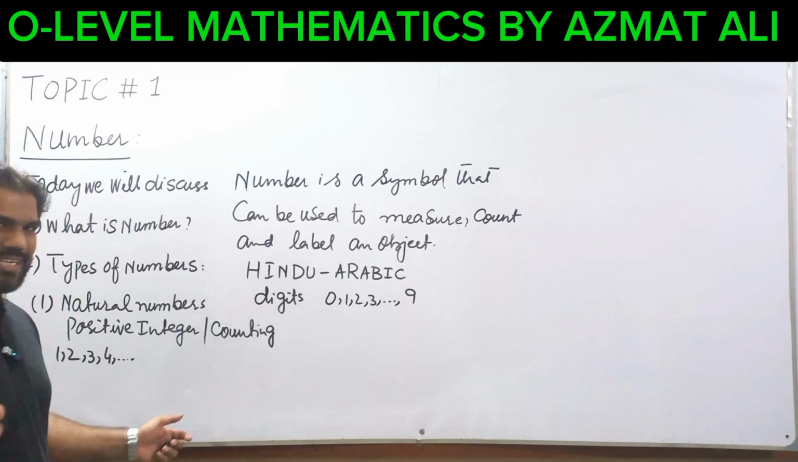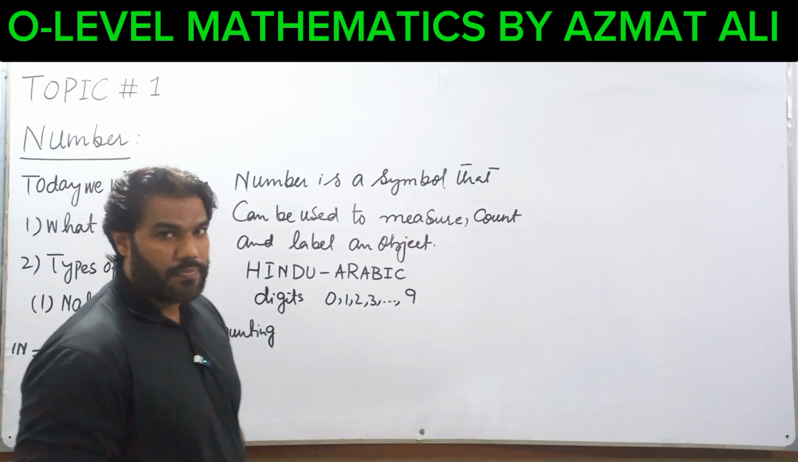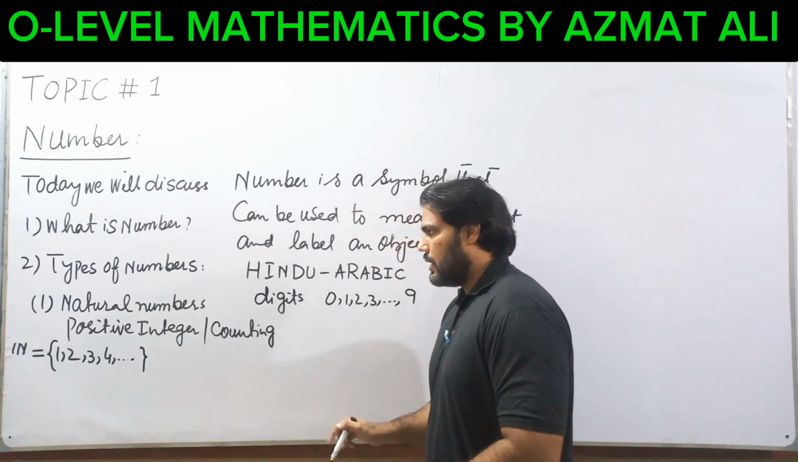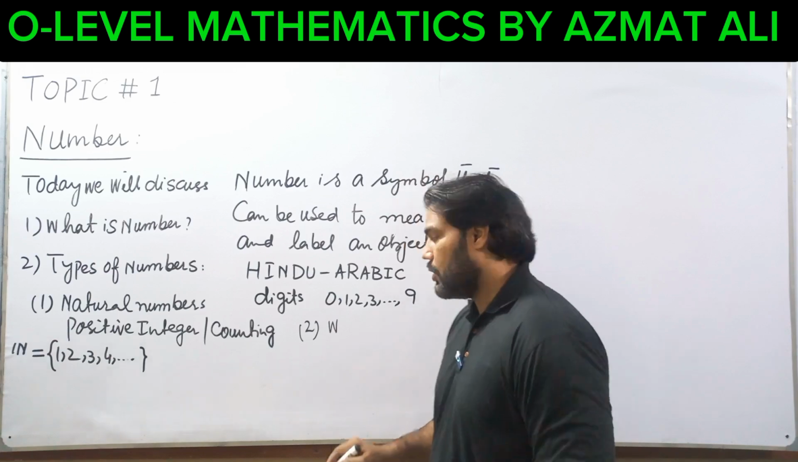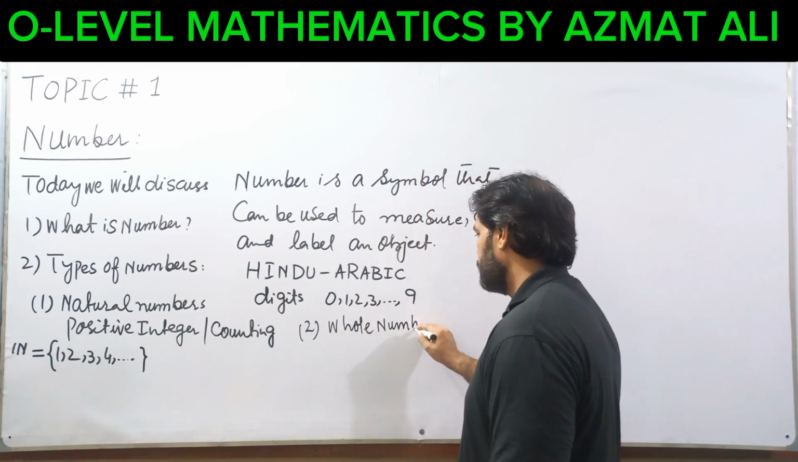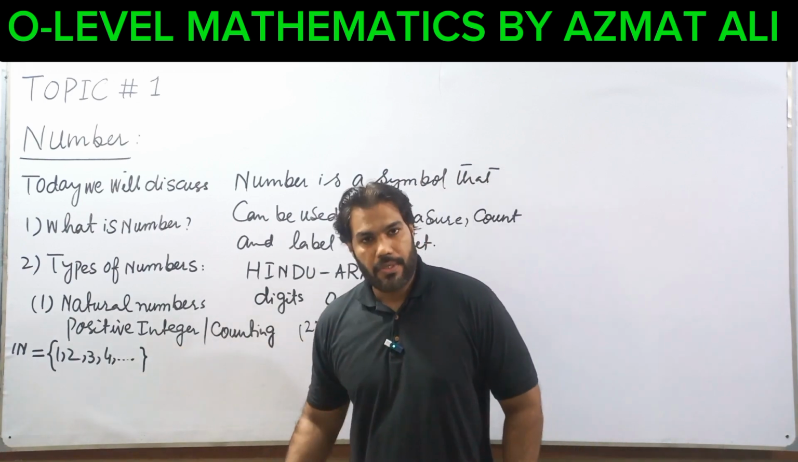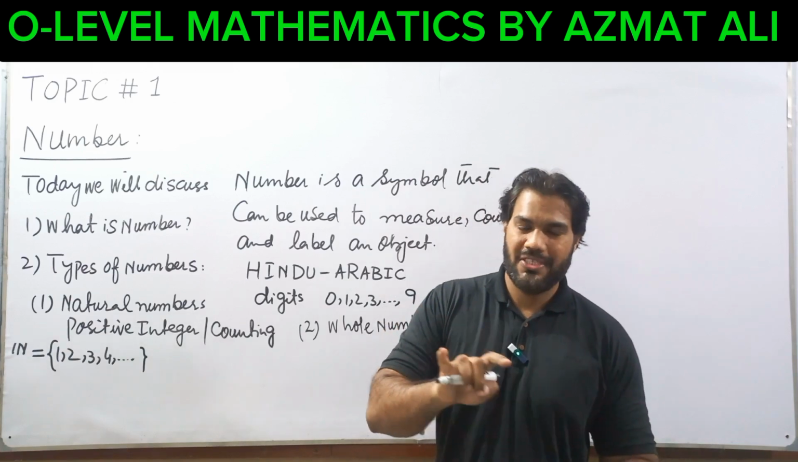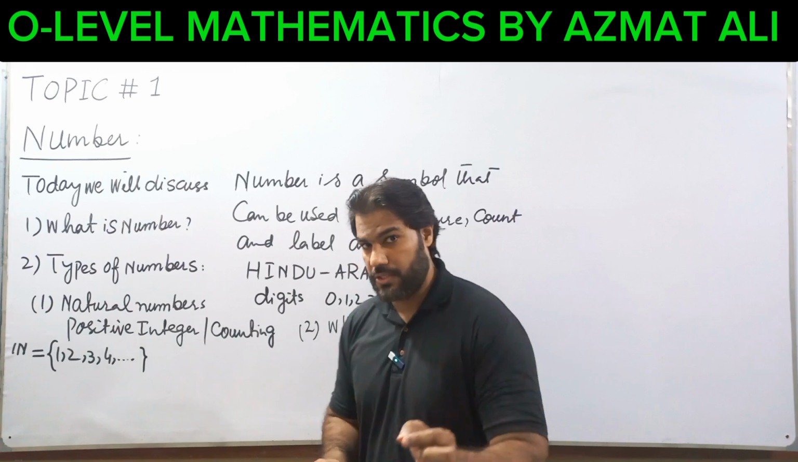So these numbers are called the natural numbers. And here the set that consists of all these numbers is denoted by capital N. The next type, type 2 of the numbers, is whole numbers. If we include 0 in the natural numbers, then these numbers are called the whole numbers, and they are also called non-negative integers.